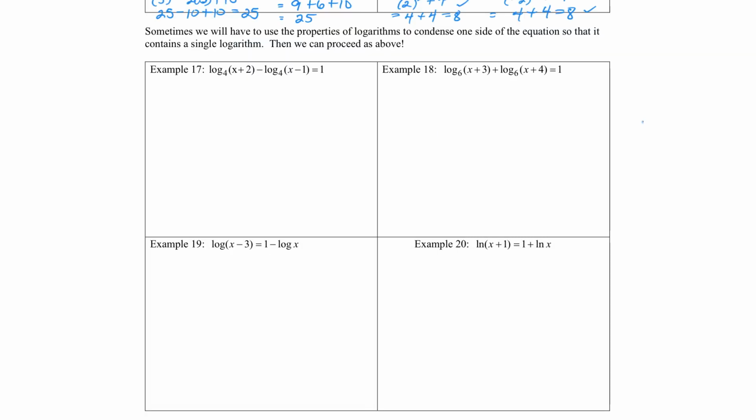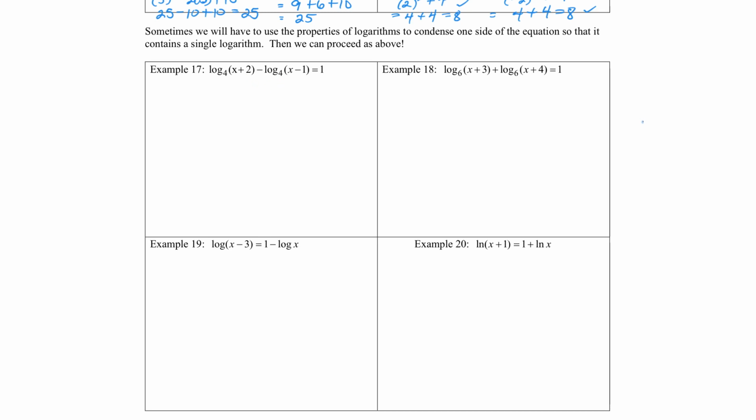Okay, so sometimes though we're going to have to use the properties of logarithms to condense one side of the equation so that it contains a single logarithm, and then we can proceed as we did above, right? So when I was talking in section 4.3 about why we would need to know how to condense logarithms, this is that very reason why we need to be able to do it.